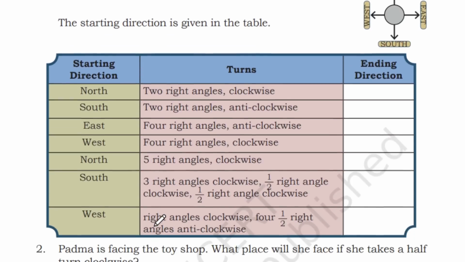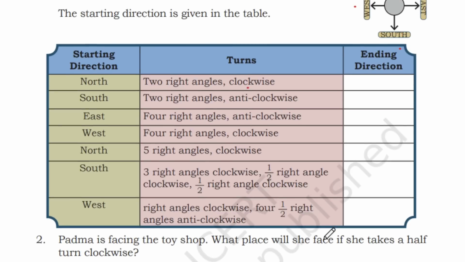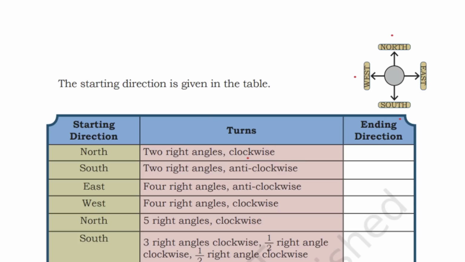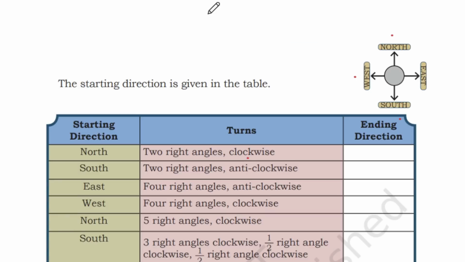Okay. Next, starting direction in the given table. So we have directions here: east facing, west, north and south. Direction north, two right angles clockwise. Wait a minute, students. I will draw the directions here, maybe in a different color, so it will be easy for you. We will name them: this is north, I'm going to mark N, east is E, south is S, and west is W.